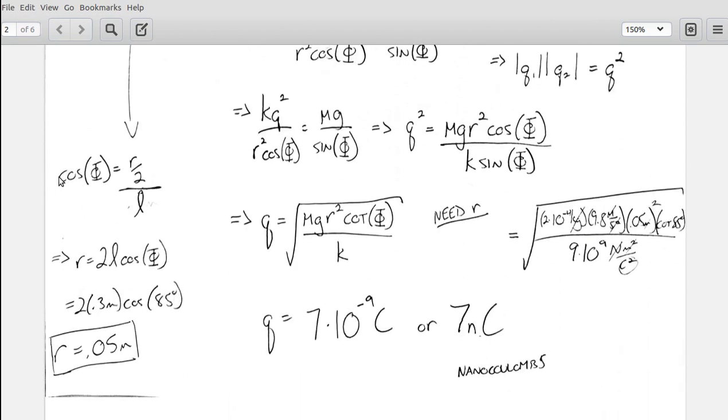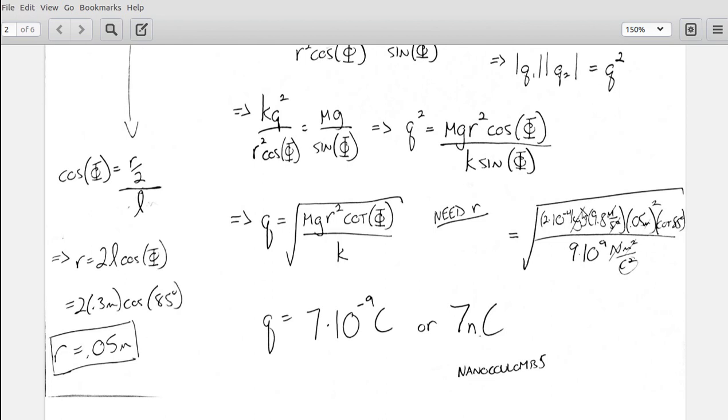Multiply both sides by L, multiply both sides by 2, I get R is 2L cosine phi. Substitute my values in, don't forget this is in meters, so 2 times 0.3 meters times a cosine of 85 degrees, and I get 0.05 meters. Don't forget, make sure your calculator's in degree mode. So the distance, notice I solve for R, not R over 2. The distance between the two spheres is 0.05 meters.